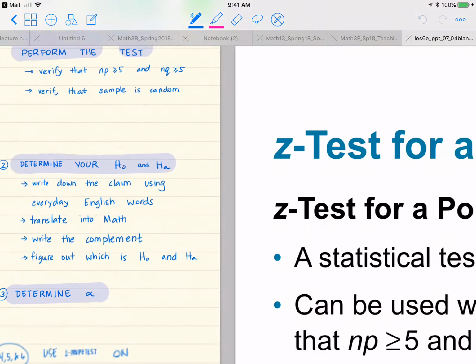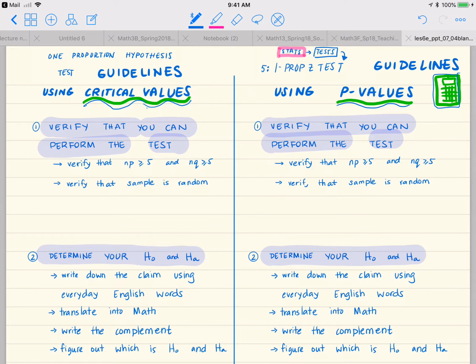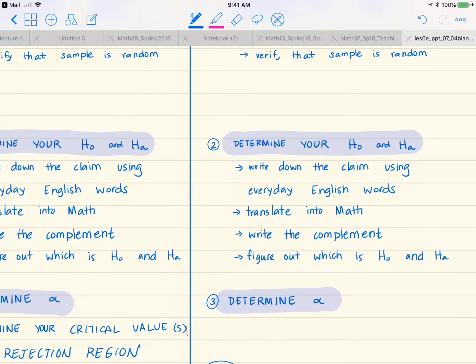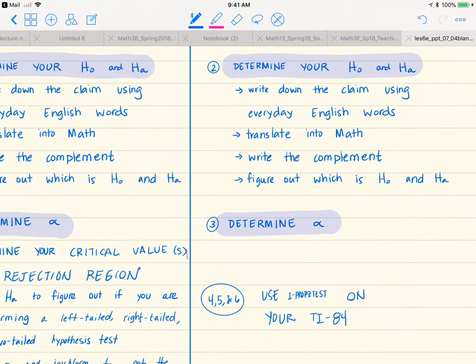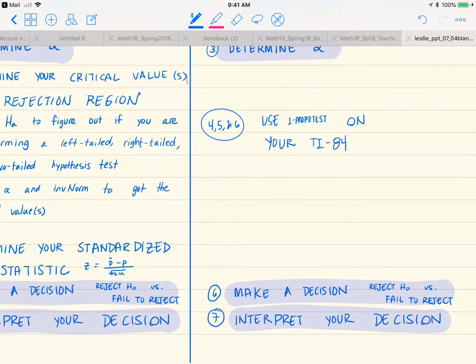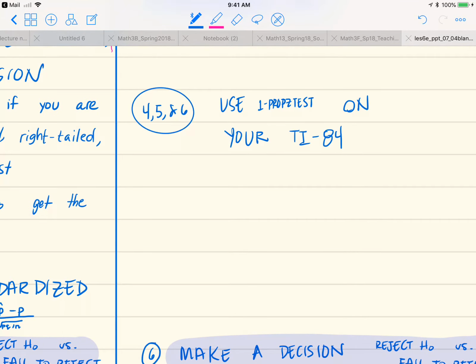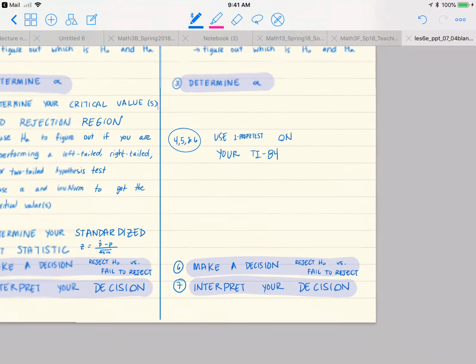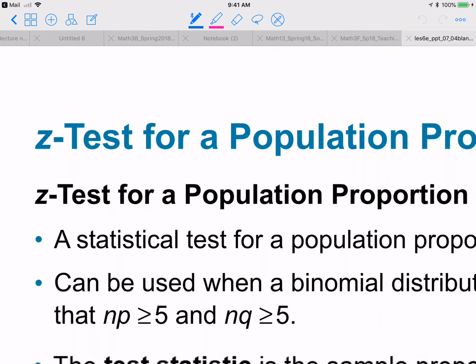And on the other side here, it's very, very similar. Step one, you've got to verify that you can perform the test. Then you have to determine your null and alternative hypotheses and alpha. And then you're going to use one prop z-test on your calculator, and we'll see exactly what's needed there. After that, you'll make a decision, and lastly, interpret your decision. Okay, so let's get to it here.